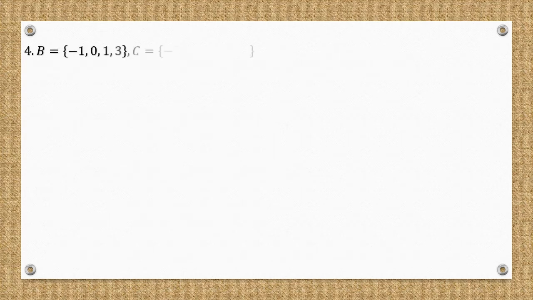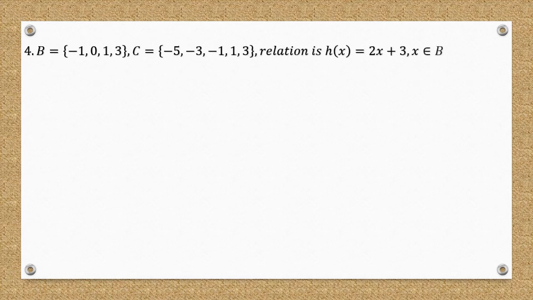Taking the last question here, B is negative 1, 0, 1, 3. C is negative 5, negative 3, negative 1, 1, and 3. The relation here is h(x) is equal to 2x plus 3, and x belongs to B. That means we will be taking the values of the set B and putting it as the values of x. Starting with the first value of B, negative 1, putting it into our equation, 2 into negative 1 plus 3, that is negative 2 plus 3, that is 1.